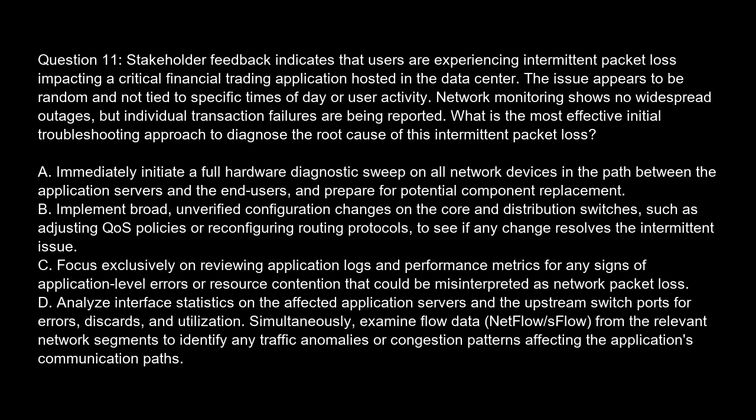Option A. Immediately initiate a full hardware diagnostic sweep on all network devices in the path between the application servers and the end users, and prepare for potential component replacement. Option B. Implement broad, unverified configuration changes on the core and distribution switches, such as adjusting CoS policies or reconfiguring routing protocols, to see if any change resolves the intermittent issue. Option C. Focus exclusively on reviewing application logs and performance metrics for any signs of application-level errors or resource contention that could be misinterpreted as network packet loss.